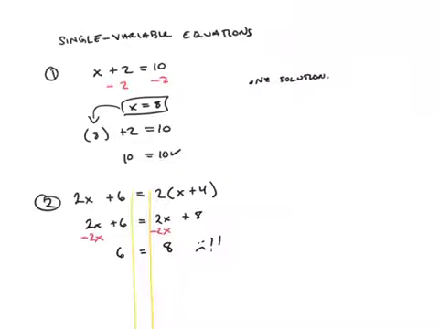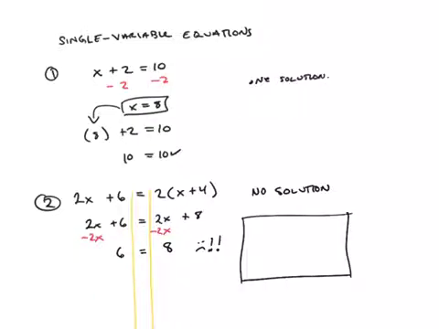And all of a sudden, I have this kind of situation. 6 equals 8, which is not true. And so, this is what it looks like when there's no solution to a single variable equation. Okay? And as another example, I'll just show you, for instance, here.